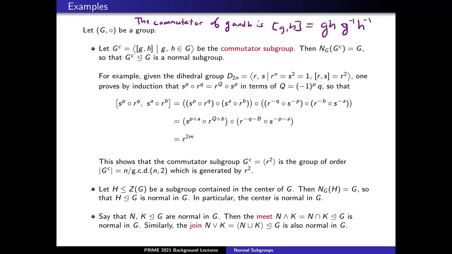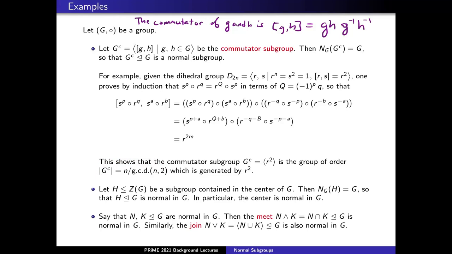And if we now apply the commutator to s to the p r to the q, and s to the a r to the b, this computation that we will show in our synchronous lesson will be equal to r to the 2m. And this will allow us to conclude that the commutator subgroup is generated by just r squared. Consequently, the order of the commutator subgroup in the case of the dihedral group is going to be n over the greatest common divisor of n and 2, since it is generated by r squared. We'll talk about this in further detail in our synchronous lesson.